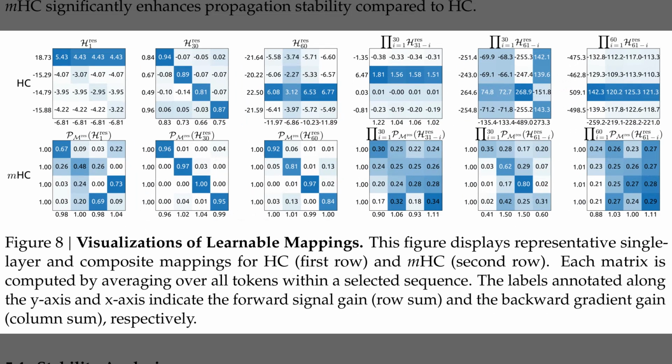So, while Table 4 showed the performance gains, Figure 8 now visualizes exactly why the manifold-constrained approach works. The top row displays the unconstrained hyperconnections, where you see massive values for forward and backward signal gains. In contrast, the second row shows the manifold-constrained version, where almost all gains are near 1. This stability occurs because the mappings are projected onto a doubly stochastic manifold, a mathematical space where every row and column of a matrix sums to 1. This constraint ensures that signals flowing through the model remain balanced across every layer.